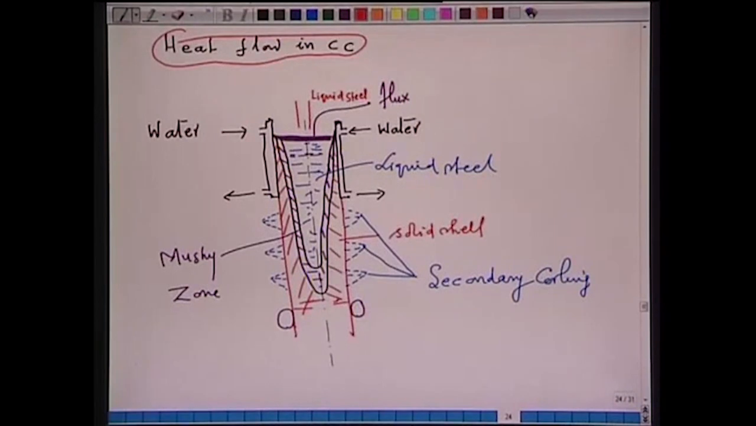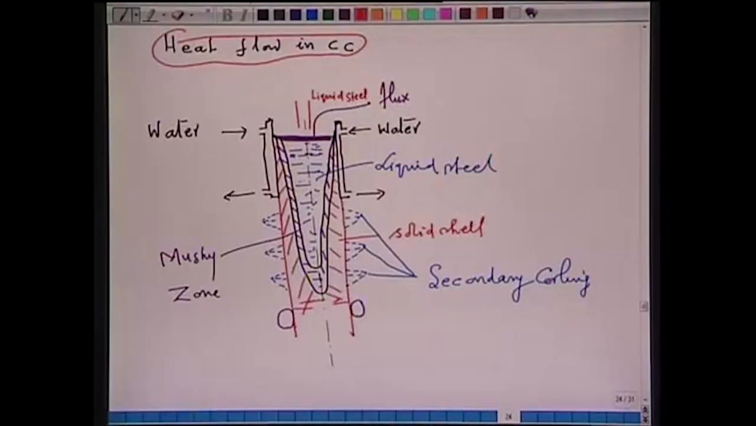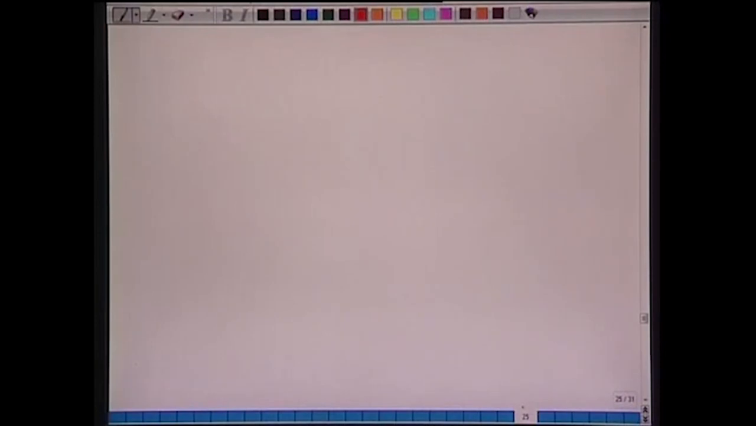In the center of the mold, there is still liquid steel, that is, this partially solidified strand is holding liquid steel, which means the partially solidified strand must have a very high strength. Near the liquid steel, there is a mushy zone that is being shown, and this mushy zone also extends into the secondary cooling zone.